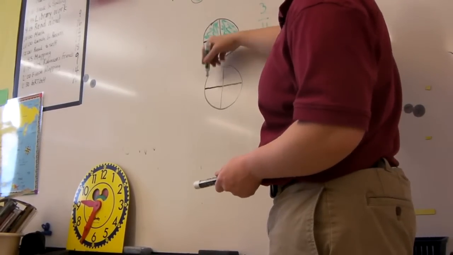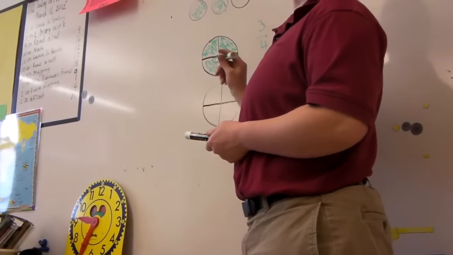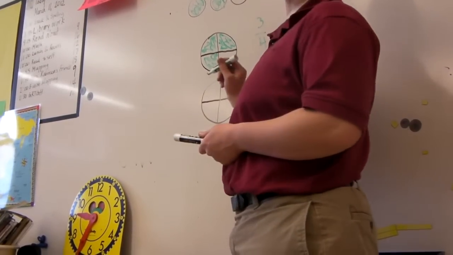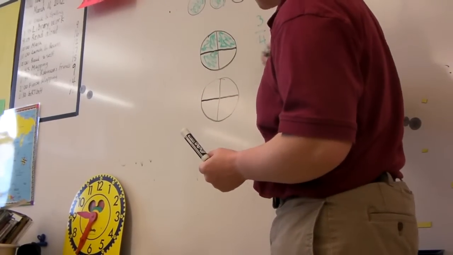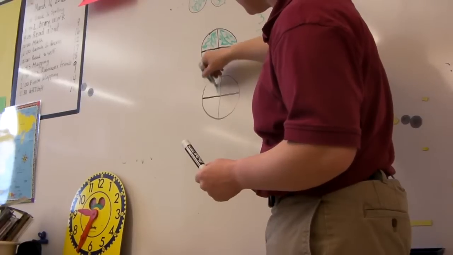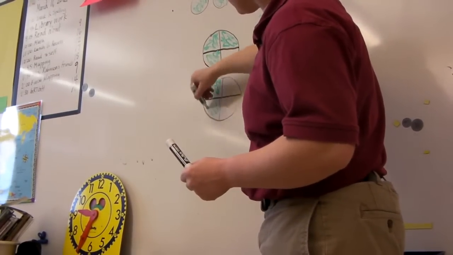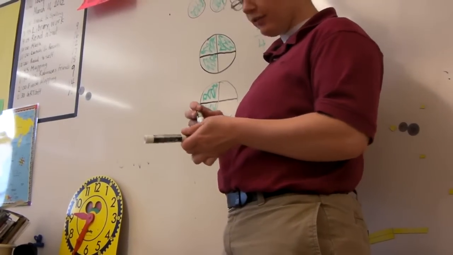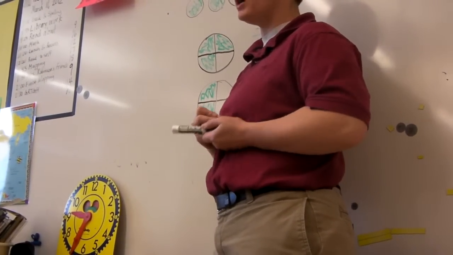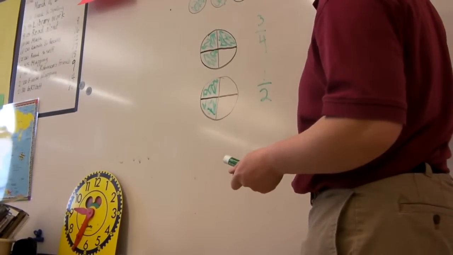So for every 2 pieces, I have to shade how many? 1. Just 1. For every 2 pieces. So here's 2 pieces. I shade 1. Here's another 2 pieces. I shade 1. Right? It's 1 out of 2. For every 2 pieces, I shade 1. And that's going to work no matter how many pieces this circle is split up into.